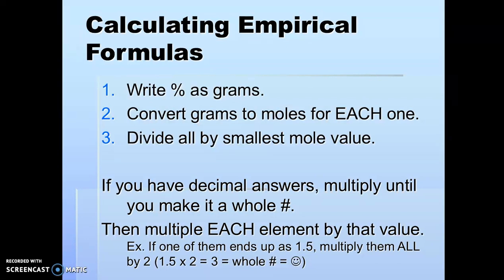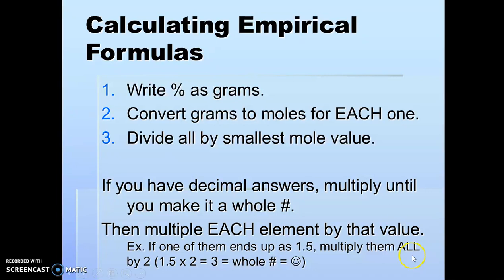If you have any decimal answers, you're going to multiply until you make it a whole number. So if it comes out to like 1.99, that's 2, right? Just round that to 2. But if you get a weird decimal that's kind of in between, it's not really close to any whole number, then you need to multiply until it becomes a whole number.